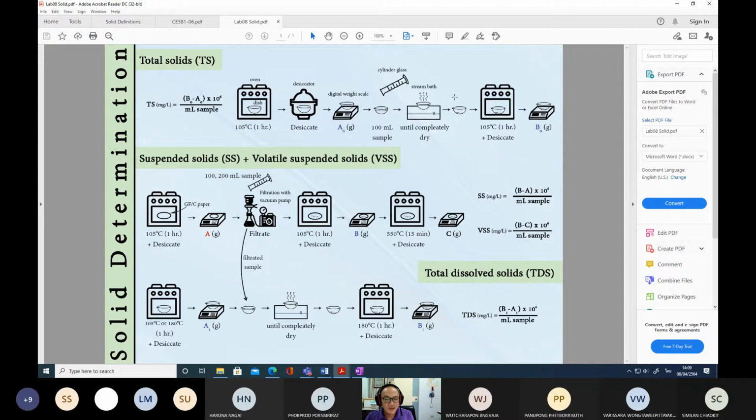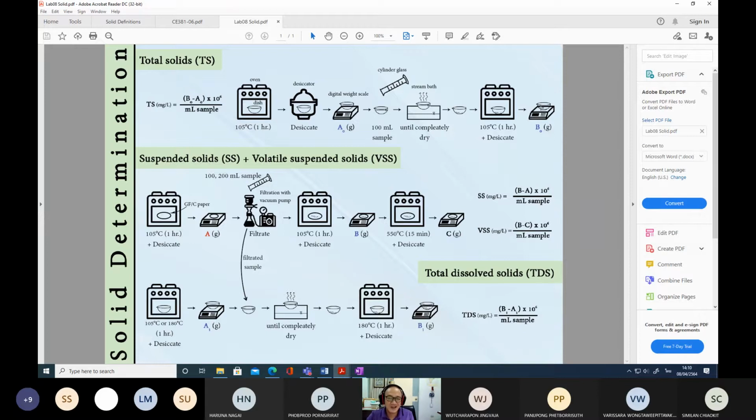Once the water is removed, we put it in the oven again until it is completely dry. Once we have only the dish with a certain amount of solids inside, we put it in the oven again for 1 hour. After 1 hour, we put it in the desiccator. Every time you want to cool to room temperature, you have to cool it in the desiccator only, because only in the desiccator can we keep the conditions free of humidity.